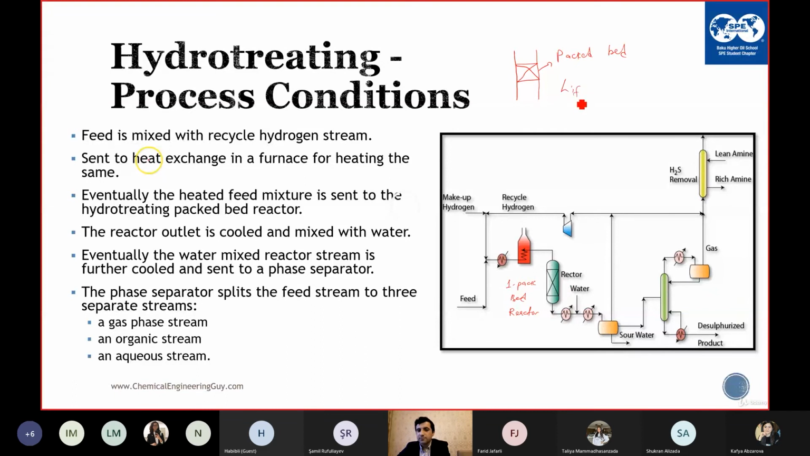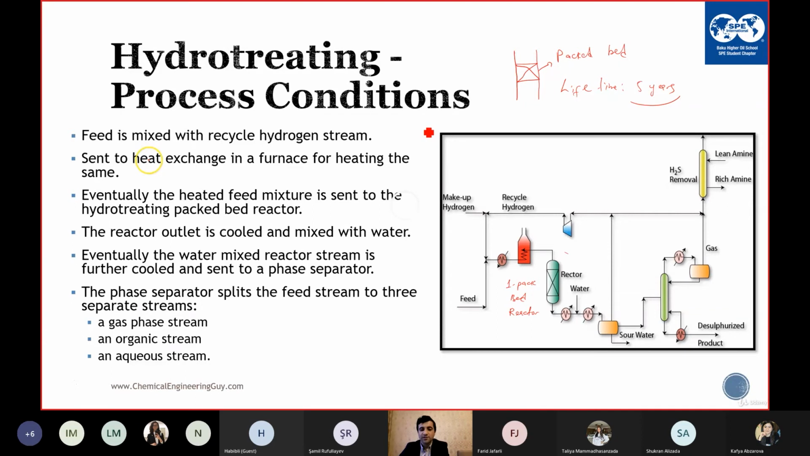So this is the difference between the reactor in this process and other processes. Lifetime can be up to 5 years. So it means that once you fill the catalyst, if you keep the required operating conditions, the temperature and pressure, you can use the same catalyst for up to 5 years without change.